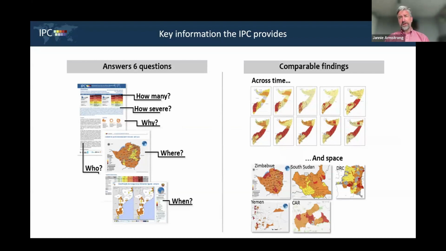So on the top right there, you see time series data from Somalia, which is slightly stylized, but nevertheless, we've been working in Somalia now for 20 years. And we have very good time series data to explain how food security or food insecurity has been experienced over that 20-year period. Similarly, because the scale is standardized, you can compare different geographic territories. So here you see again an indicative comparison between Zimbabwe, South Sudan, Yemen, and CAR. So these are the things that the IPC permits.